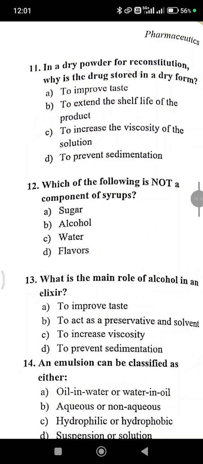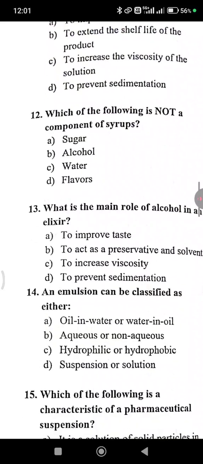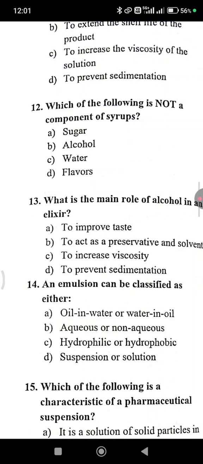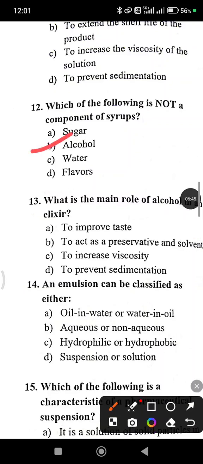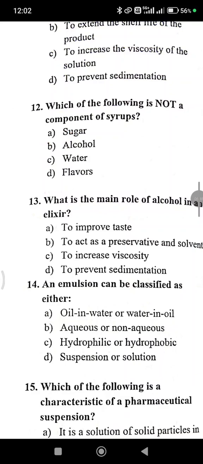Next, question number 12. Which of the following is not a component of syrups? That is option B, alcohol. Alcohol is not a component of syrup.